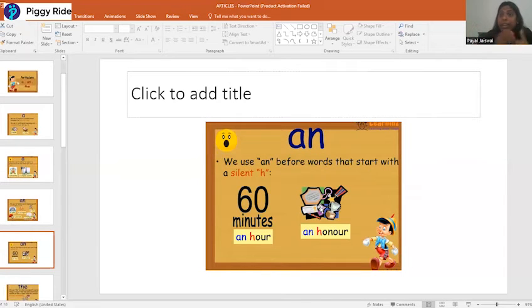Okay, now let's go to a very important part of the article. We use an before words that start with a silent H. So whenever you see that there is a silent H, we put the article an, like an hour. So see, H is silent. We are pronouncing an 'our'. An honor. We never say 'honor' with an H sound. It's 'honor'. H is silent. So we use the article an. Okay. Very important. Please, please, please remember this part.